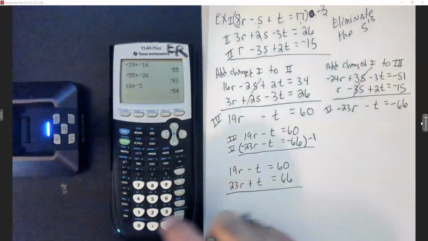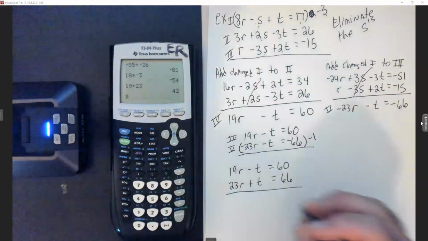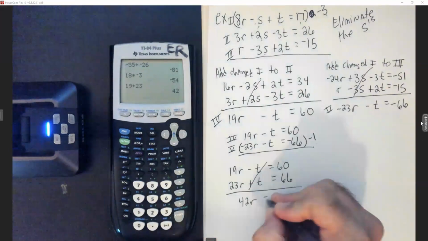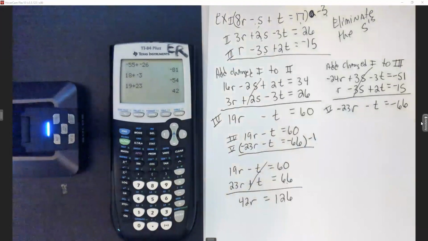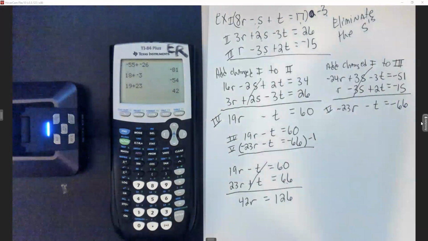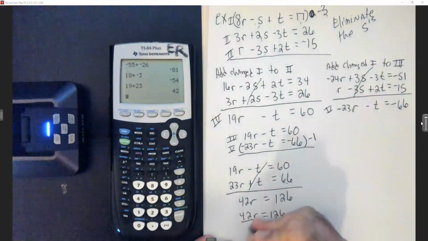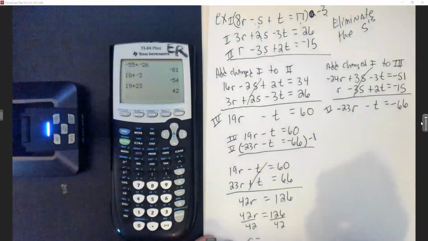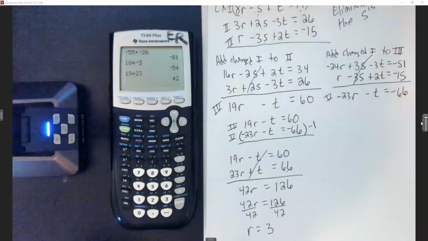All right, y'all, so let me add that. 19 plus 23 should be 42r. T's cancel. 60 and 66 is 126. All right, so I'm happy I'm down to one variable. So to solve that, I'm going to divide both sides by 42. So let's see, that's going to give me 3 for my r. So we now know r is 3.